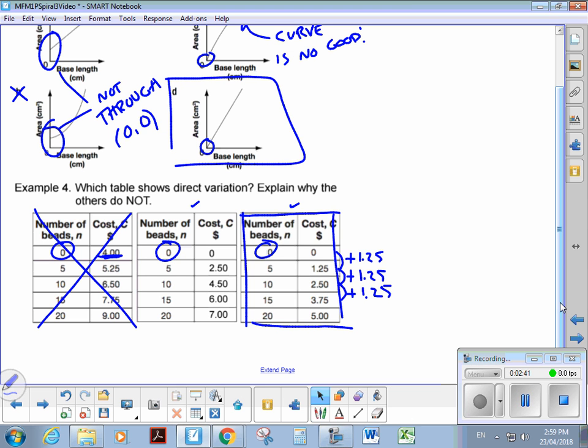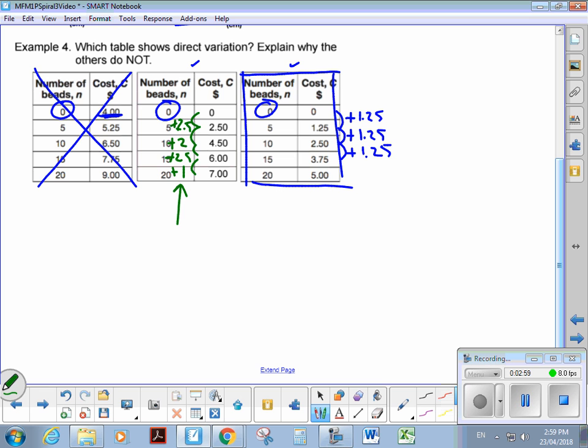Let's check the other one. You got to check the other one. So this one, it goes up by 250 or 2.5. Now, 250 to 450, well, that's only plus 2. Then it's plus 250 again. And then it's plus 1. Okay? So remember earlier in the unit, or end of last spiral, I should say, it has to go up by the same. So this is not linear. So this one also turns out to be a no good, as we say in the math world.